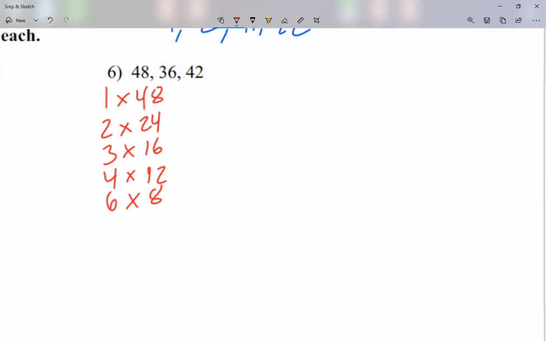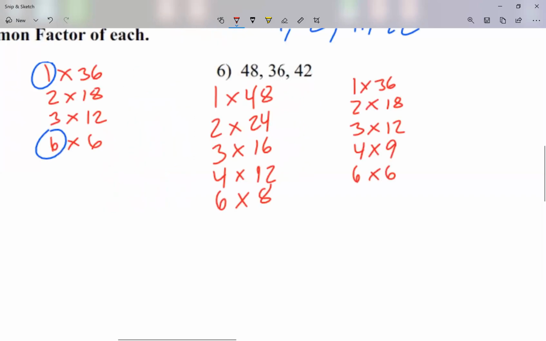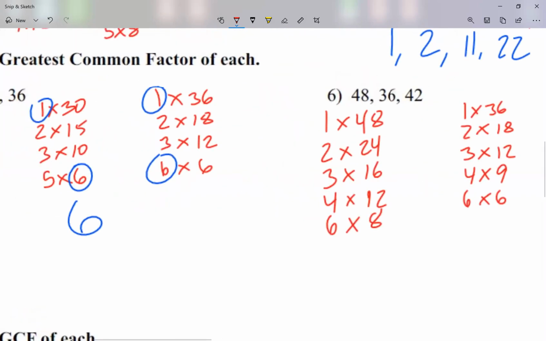My factors of 36 are going to be 1 times 36, 2 times 18, 3 times 12, and 4, oh yeah, 4 times 9. 5 doesn't work, but 6 times 6. Did I include the 4 times 9? Oops, I forgot that one over here.